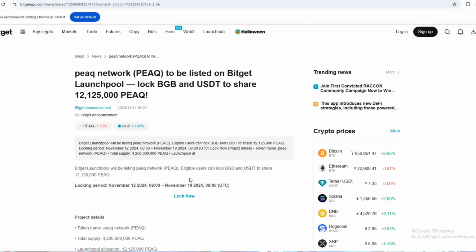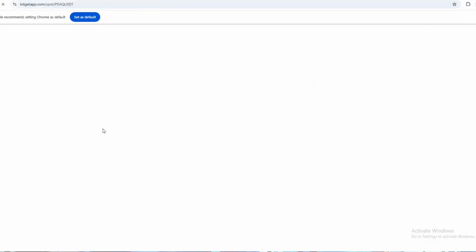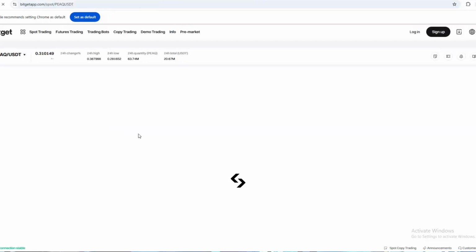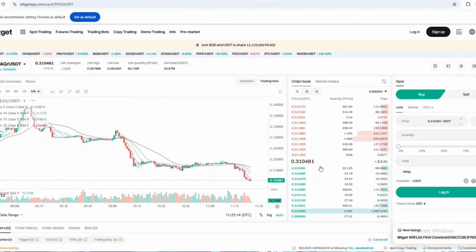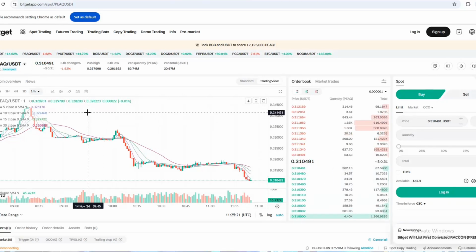Now the main point is how you can trade. You can see there is a trade in the live section for PQ. In the PQ live section you can trade this. The price is running, buying and selling is ongoing, and the price is 0.31 cents. People are already buying and selling the PQ token. This is the official Bitget, you can see for yourself.